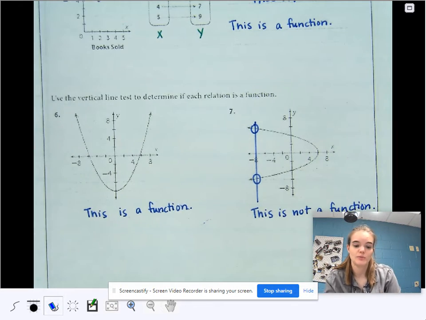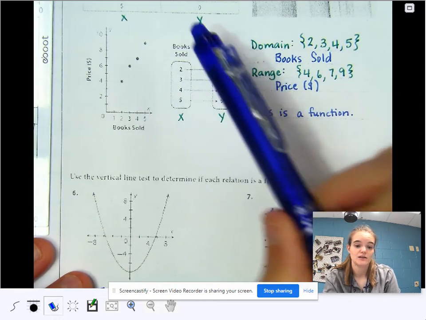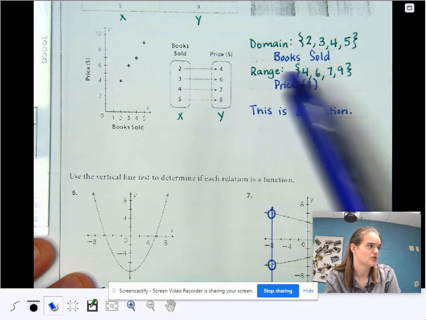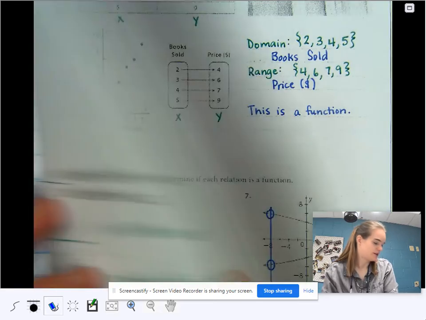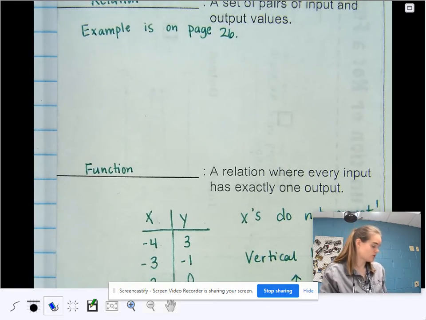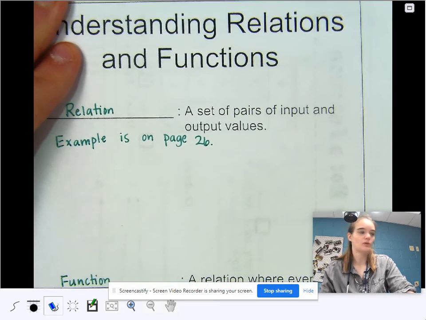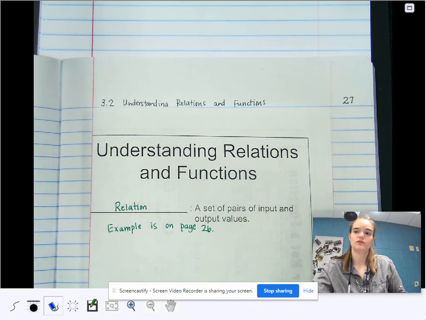Today's assignment, you will be determining if things are a function or not. You will be creating tables, graphs, mapping diagrams, and filling out domain and range, okay? This is going to be going on page 27. If you wrote on 27, that's what you were supposed to do. So fold this, glue it in on 27. Go ahead and get started on the assignment, and I will see you tomorrow.